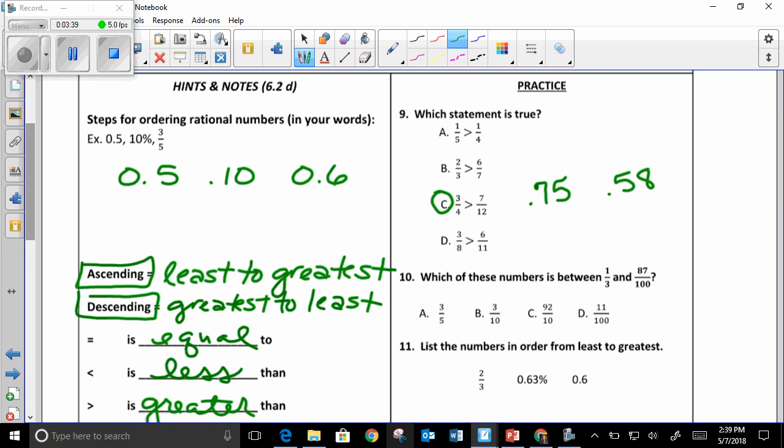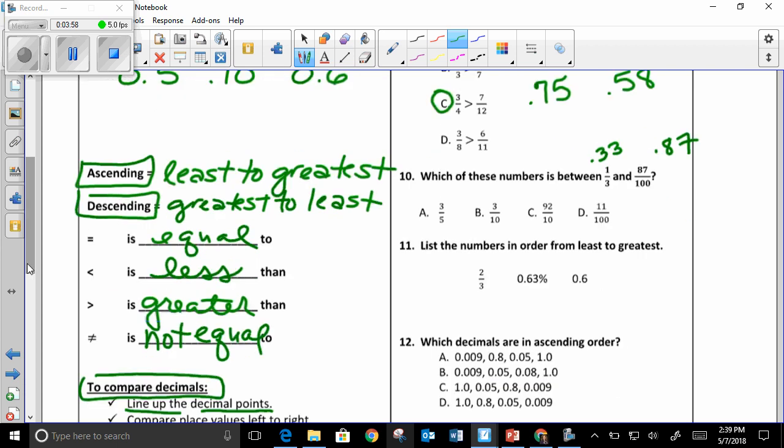All right, number 10, which of these numbers is between 1/3 and 87 over 100? So 1/3 is 0.33 and 87 over 100 is 0.87. So looking at those fractions below, you can change the fractions to decimals, which is what I would recommend. And if you do that, 3/5 goes between those two numbers.